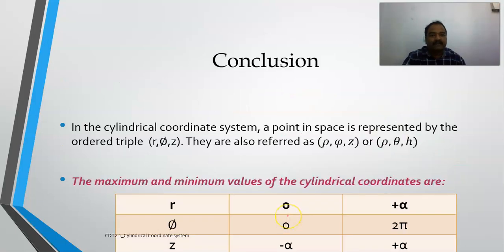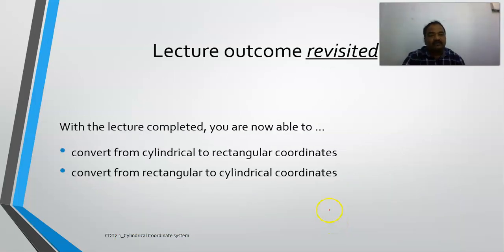And coming to the conclusions, as already been said, this is the representation, and these are the minimum and maximum values of cylindrical coordinate systems. I hope now you are able to convert from cylindrical to rectangular coordinates, particularly for the points which have been given, and you are able to convert from rectangular to cylindrical coordinates.